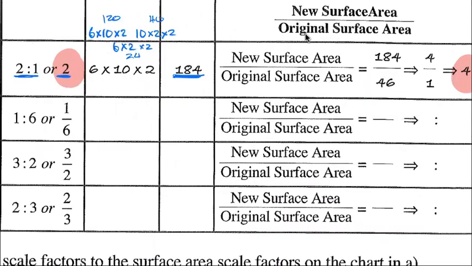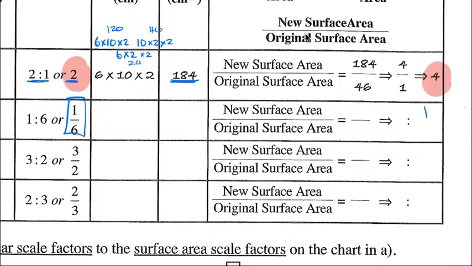If this is my linear scale factor and my area scale factor is squared, this should be 1 over 36. I go 1 over 6 times 1 over 6, 1 over 36. If this is my linear scale factor, 3 over 2, I go 3 over 2 times 3 over 2, 9 over 4. If this is my linear scale factor, 2 over 3, I go 2 over 3 times 2 over 3 is 4 over 9.